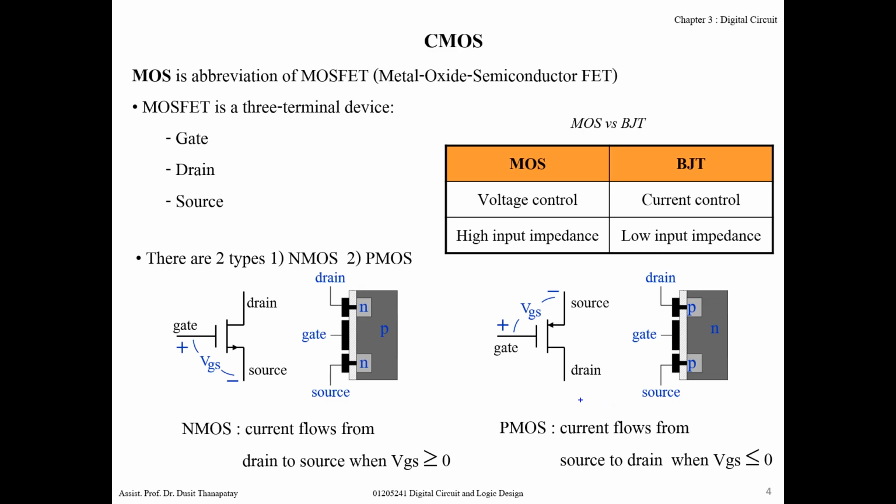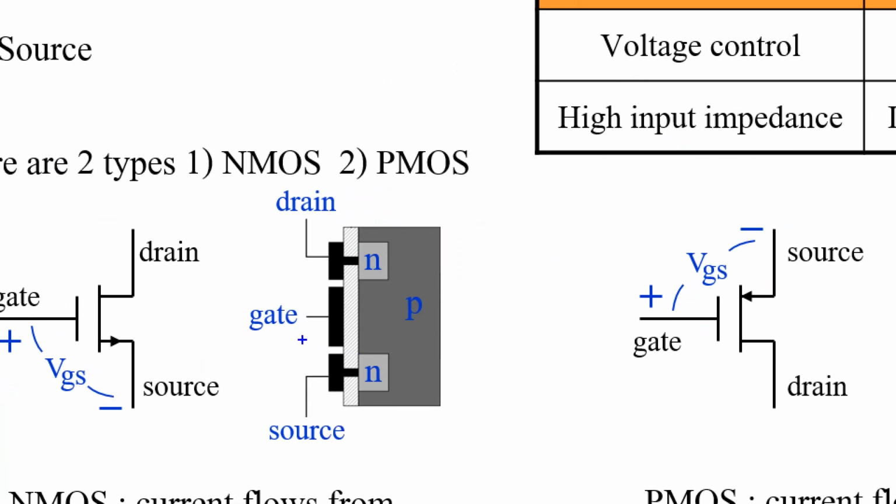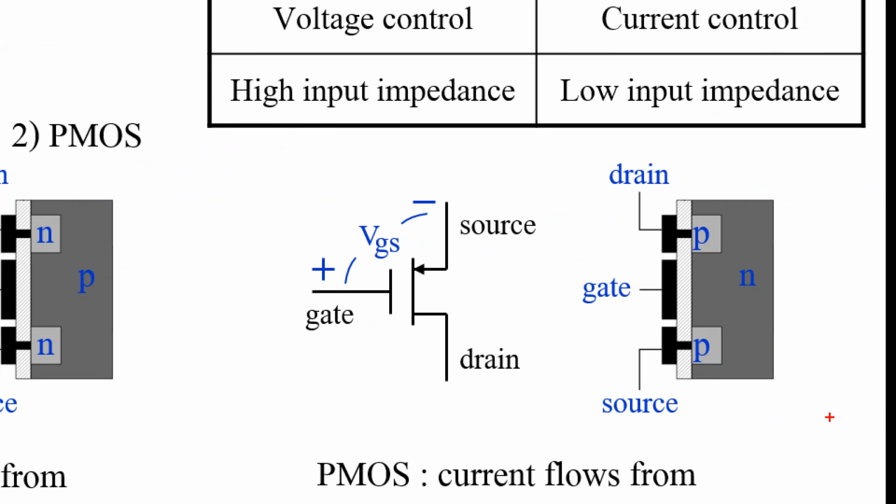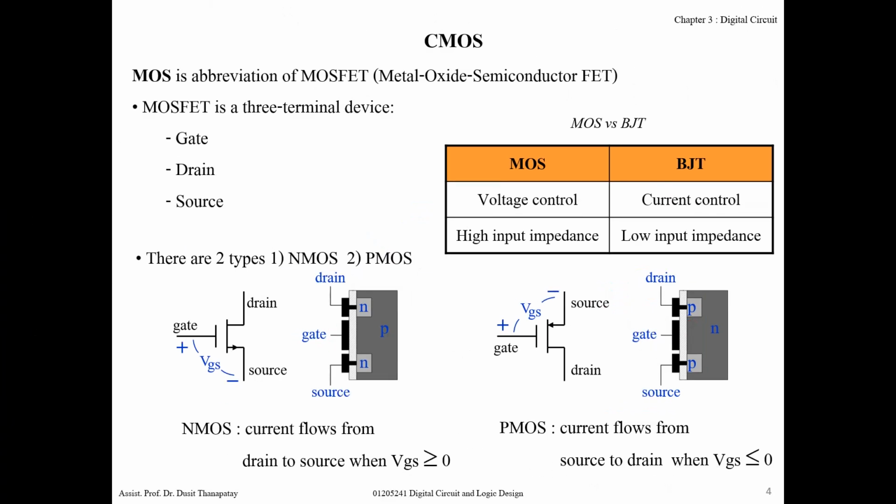But the conclusion for NMOS: if you want to make this transistor conduct current, you must apply positive voltage at the gate. But for PMOS, to produce this P channel, you must apply negative voltage at the gate. Okay, please remember.